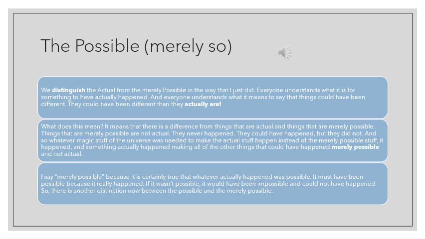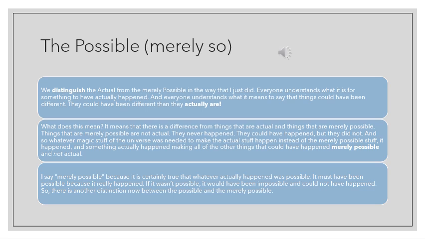But what exactly does this mean, that things could be different than they actually are? Well, it means that there's a difference between the things that are actual and the things that are merely possible. Things that are merely possible are not actual. They never happened. Or, I mean, they could have happened, but they didn't, right? Now they can never happen again, right? They could have happened, though, in the past, maybe.